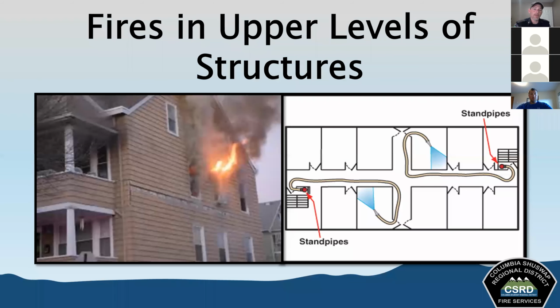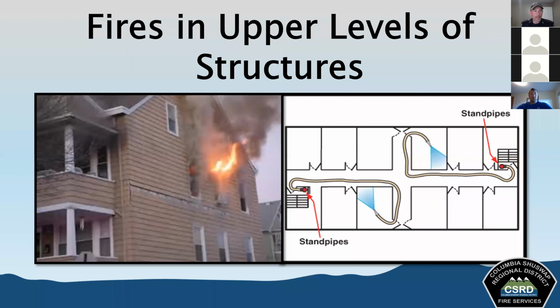All right, fire in an upper level of structures. We're going to talk about a couple of different types of buildings. First one I'll mention is structures that don't have standpipes, and that's your basic residence and most of the places we go to and most of the structure fires we have. Basically, they don't have standpipes.